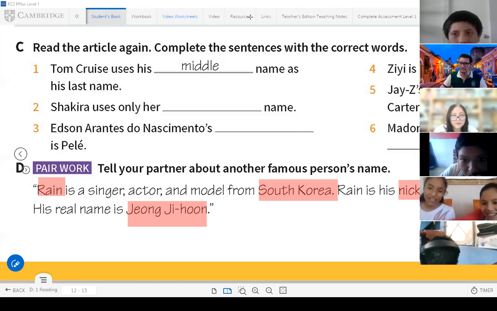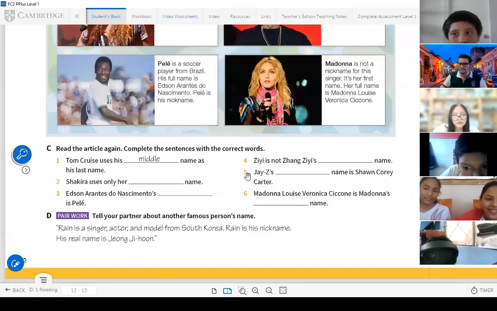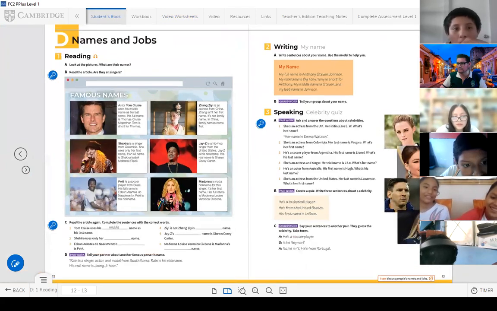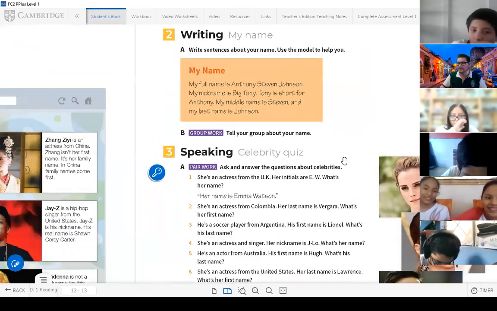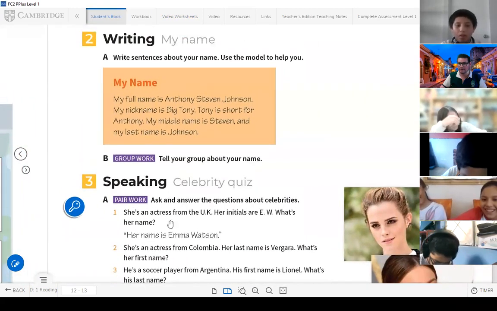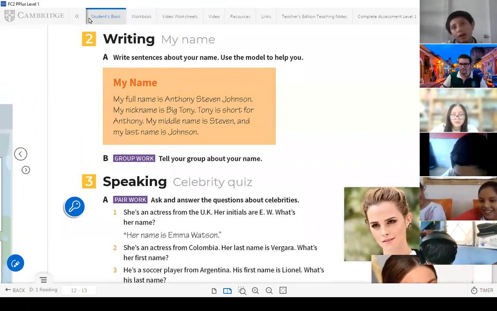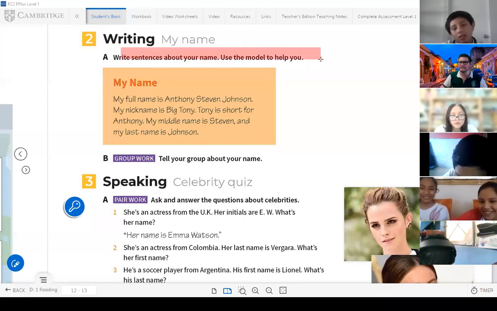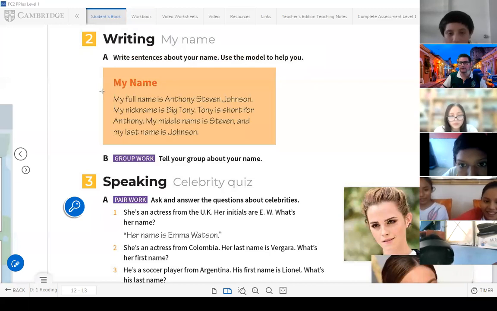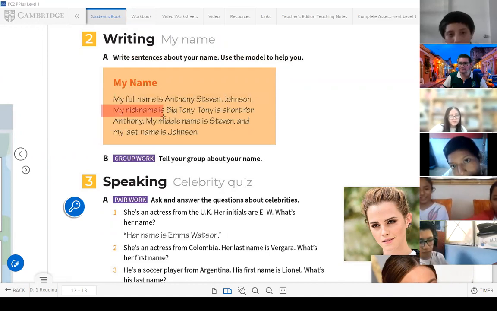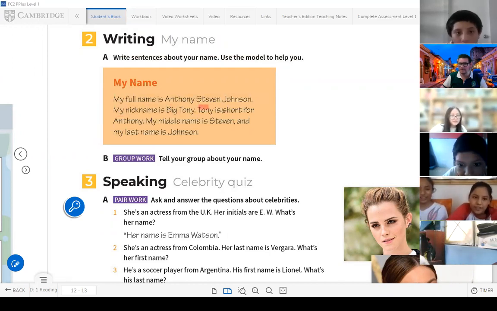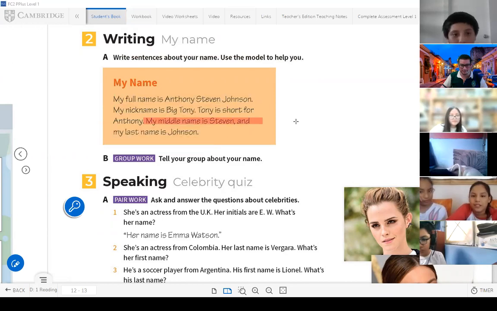Excellent. Very good. Now, let's go to the next part, students. It says, writing: my name. Write sentences about your name. Use the model to help you. For example, my full name is Anthony Stephen Johnson. My nickname is Big Tony. Tony is short for Anthony. My middle name is Stephen and my last name is Johnson.